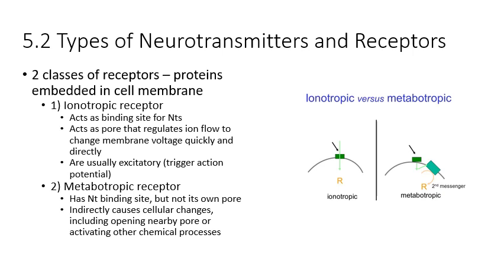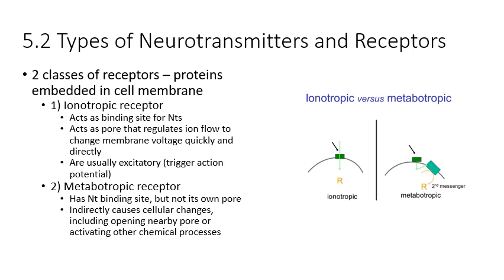Okay, so now we're going to talk about receptors. There are two main classes of receptors. Again, receptors are the specialized proteins that are embedded in the cell membrane of the postsynaptic cell. The first class is the ionotropic receptor. This acts as a direct binding site for neurotransmitters. It's a pore that regulates ion flow to change the membrane voltage quickly and directly.